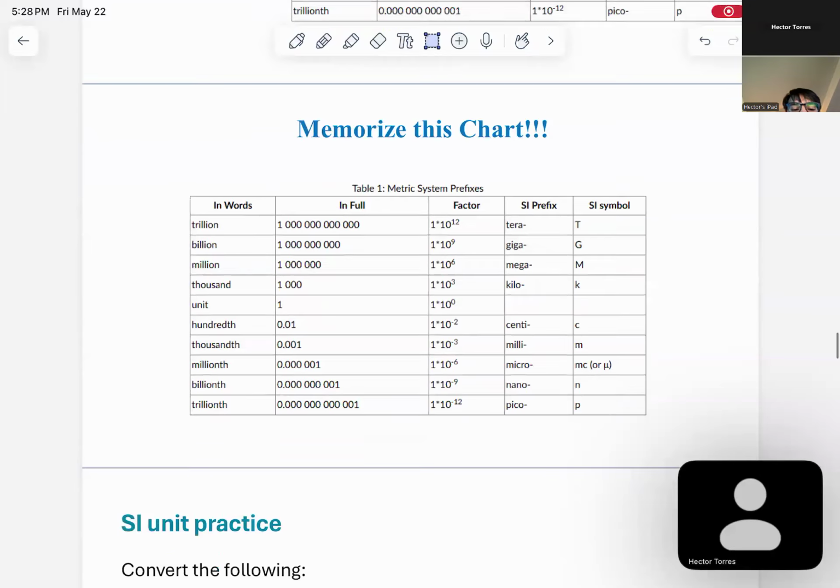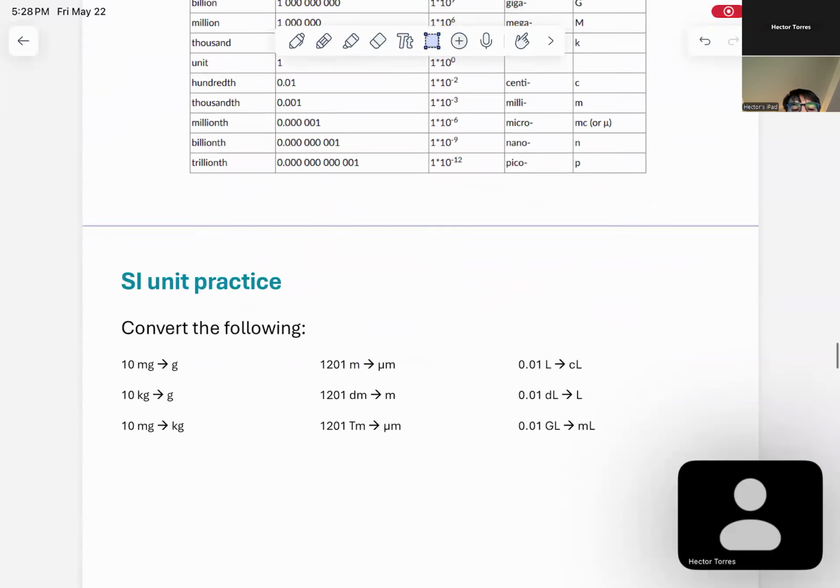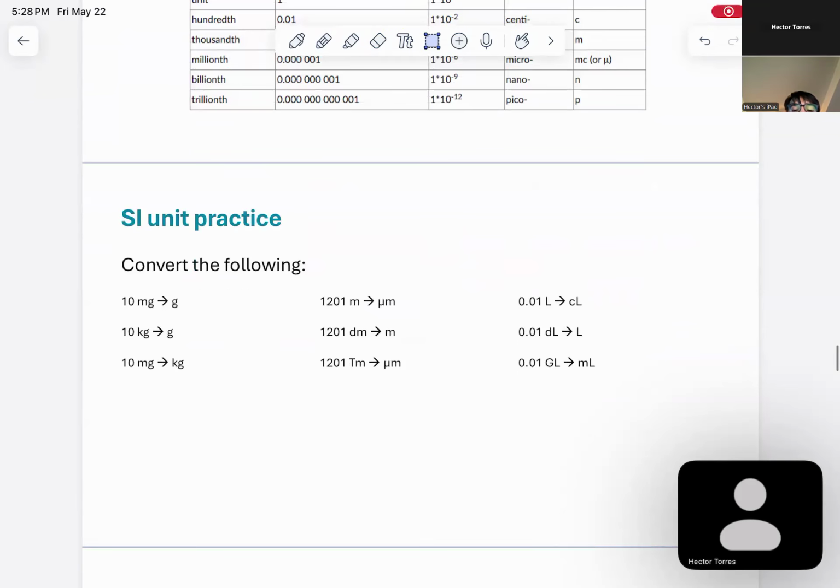Now, let's do a little bit of converting practice. So here's some problems that I have on here so that we can practice converting from one unit to another. So the first thing that you're going to notice on here is that I have milligrams to grams. So make sure to know these acronyms. The mg stands for milligrams, and the g by itself is just grams.